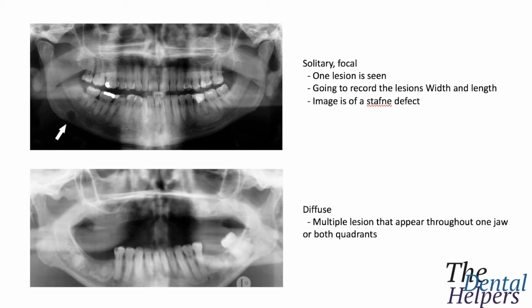You can have a diffuse lesion, which basically means that there are going to be multiple lesions that appear in one jaw. So it could be in both quadrants of that jaw, or it could just be in one jaw. In this case, we have a bunch of lesions appearing here, some appearing here, and so this would be considered a diffuse lesion.